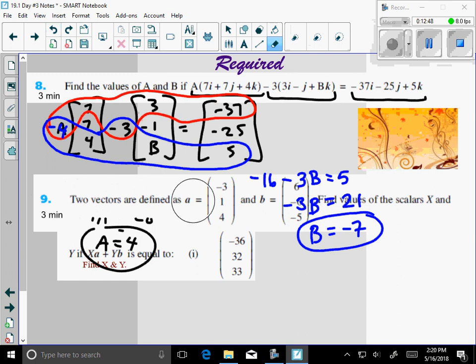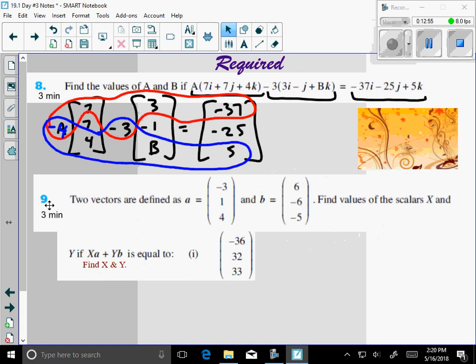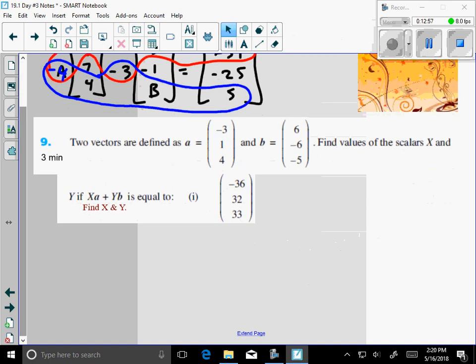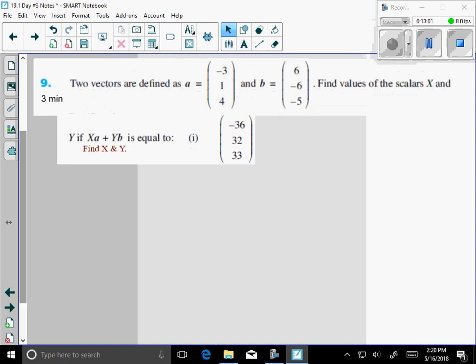All right, so that I don't totally mentally just make you folks on the web just scared, I'm going to erase this as I record, because otherwise you'd be like, where'd the answer go? There, it's gone. Okay. 2 vectors are defined as the following. A is that, B is that. Find the values of scalars x and y.